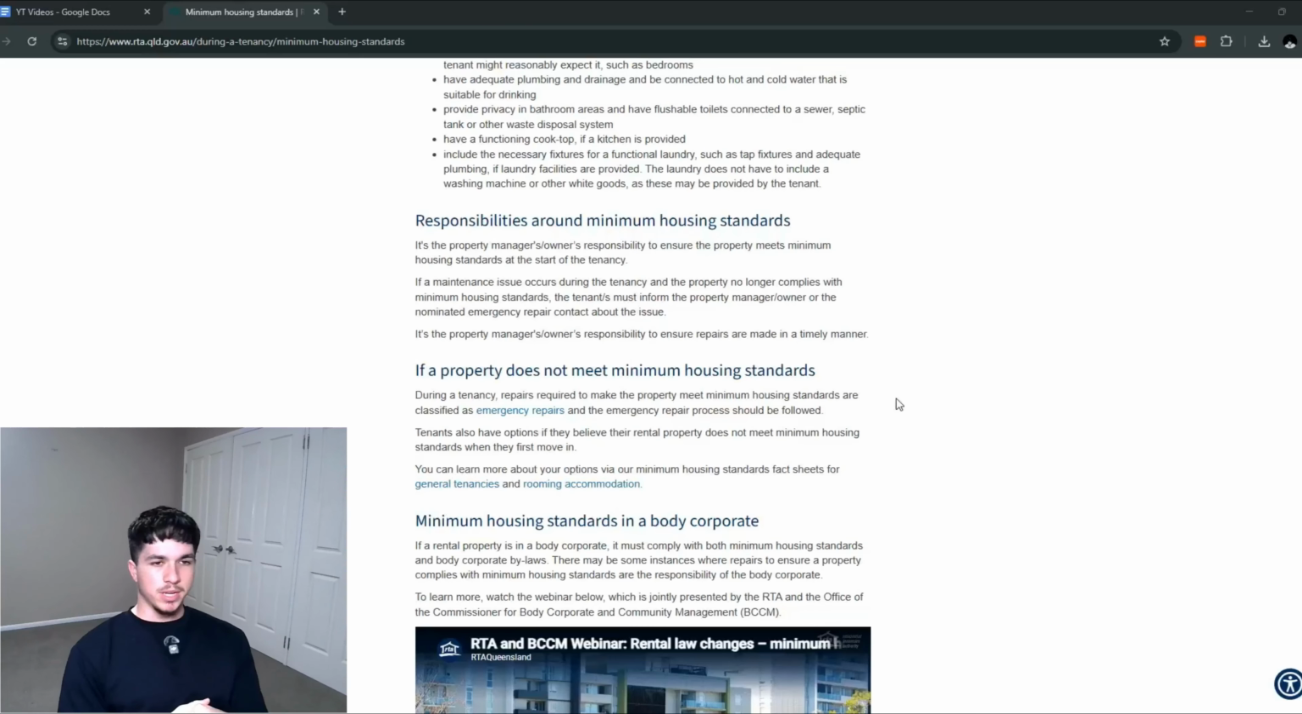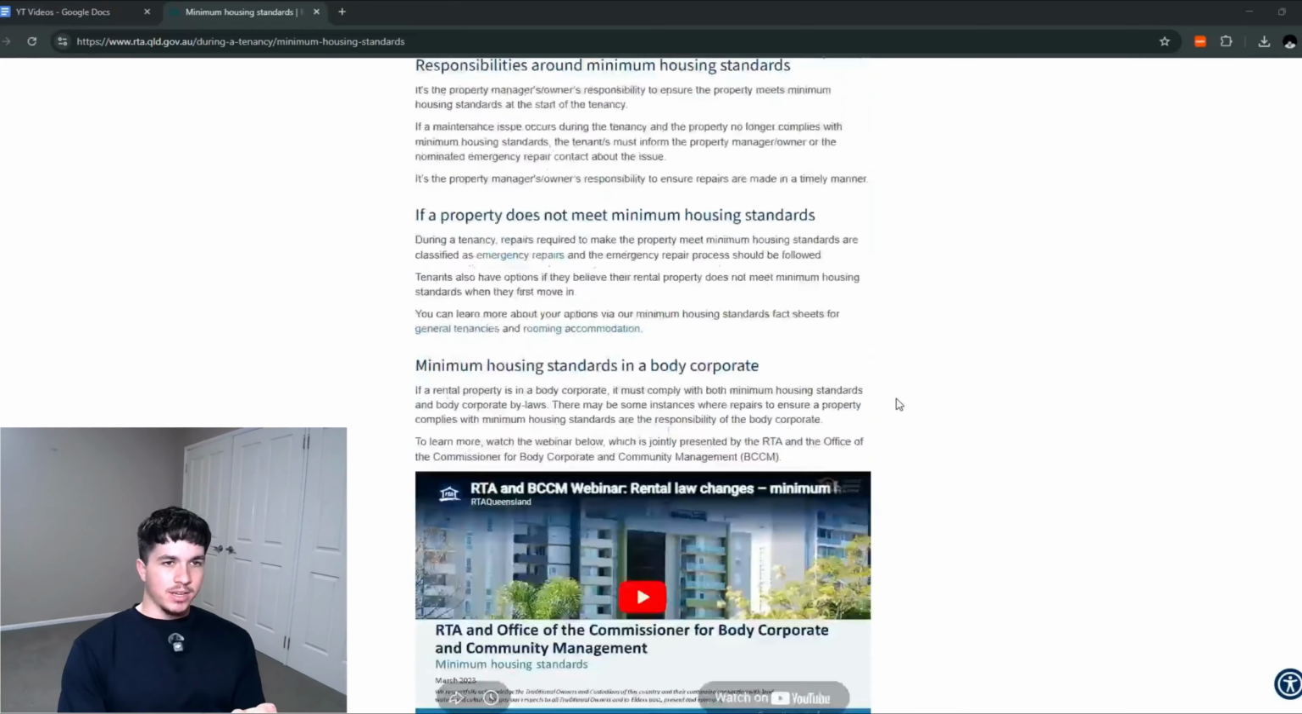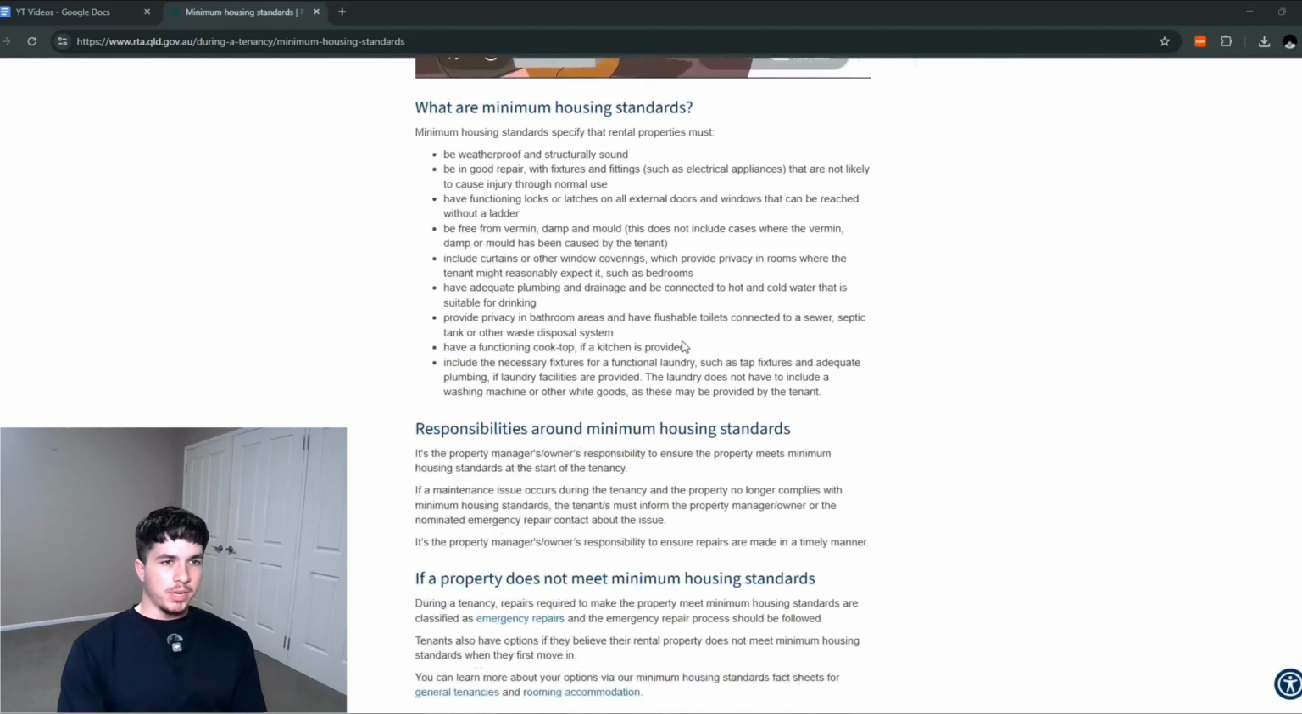There's a property down the road that's the same price and meets minimum housing standards and has a working cooktop. So these things are essential. When you are buying a property, make sure all these boxes are ticked. If these boxes are ticked, it means that you can lease the property legally.